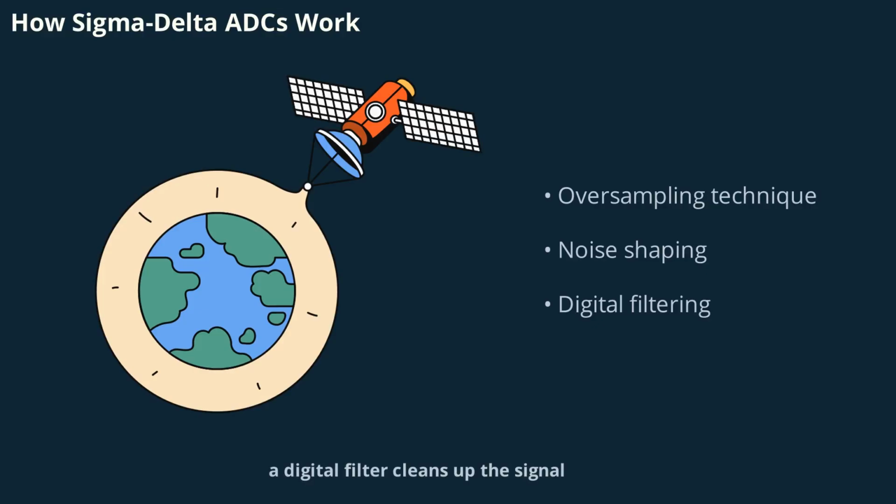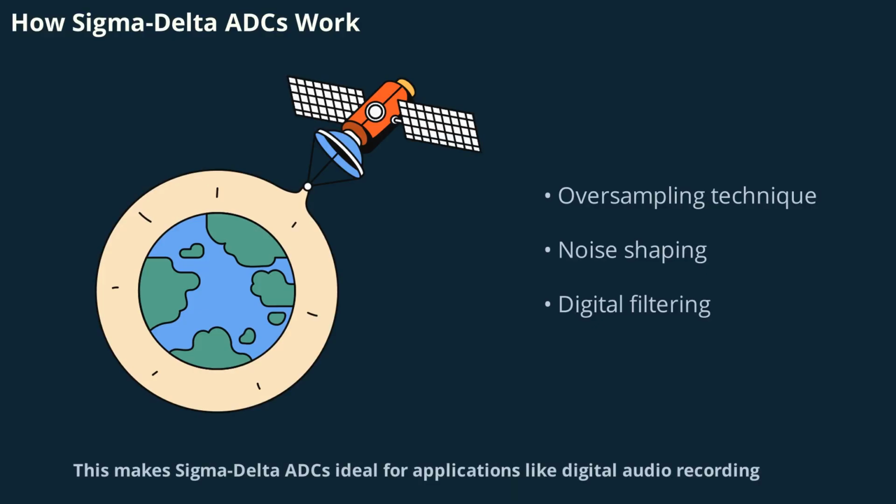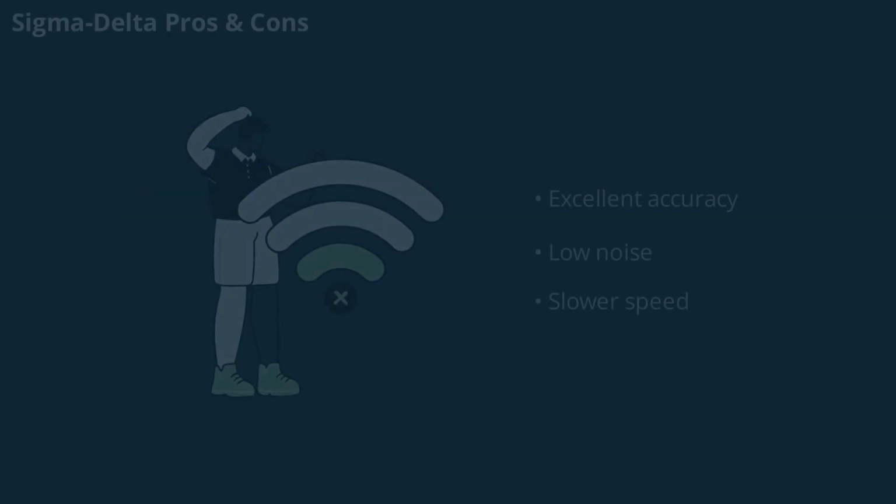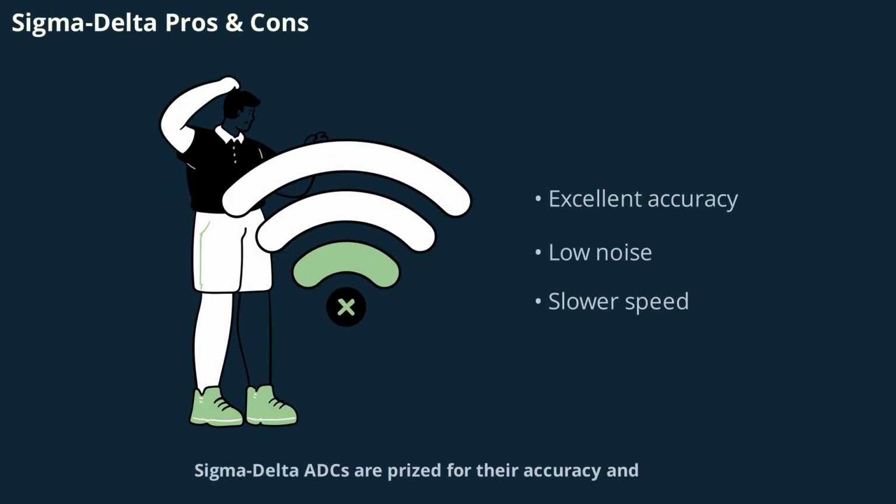Finally, a digital filter cleans up the signal, resulting in a highly accurate digital output. This makes Sigma Delta ADCs ideal for applications like digital audio recording, where precision matters more than speed. Sigma Delta ADCs are prized for their accuracy and ability to handle low-frequency signals with minimal noise.